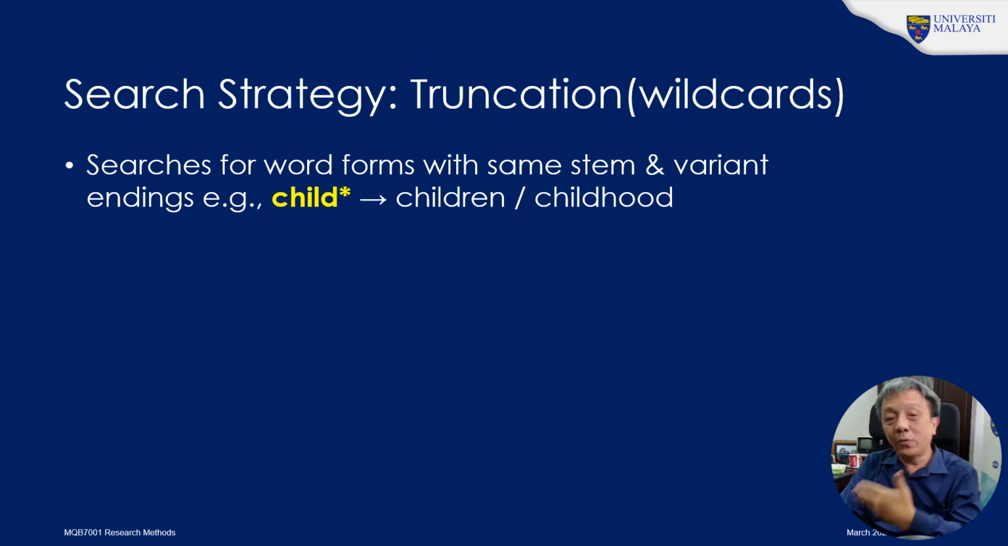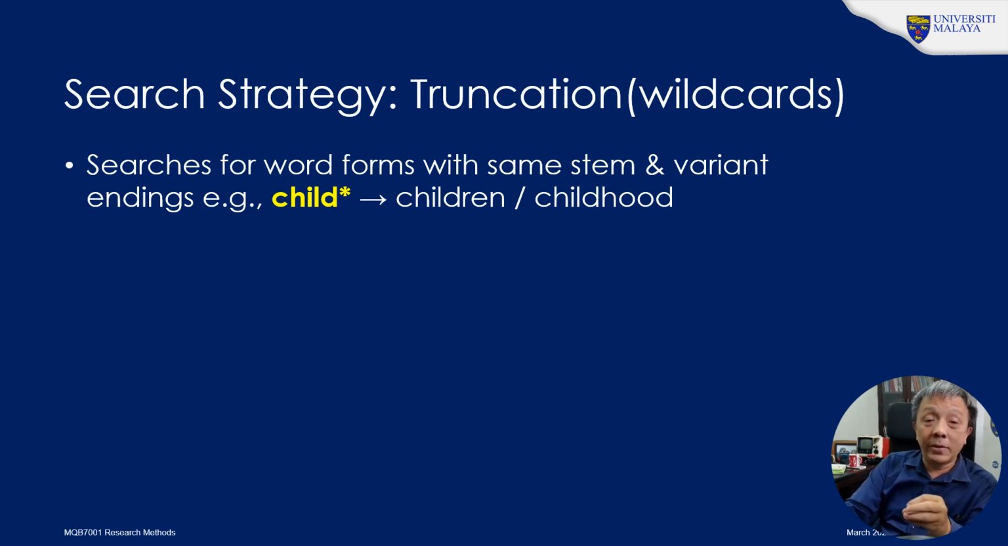The other way is doing truncation or wildcard. So truncation is where you know that words like child, children, and childhood can also be considered as child. So you just use child and use the asterisk to truncate the word. Truncation is different for different databases. You need to go to the databases to learn what kind of truncation they use.